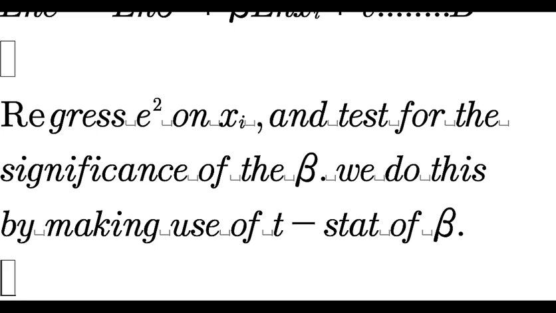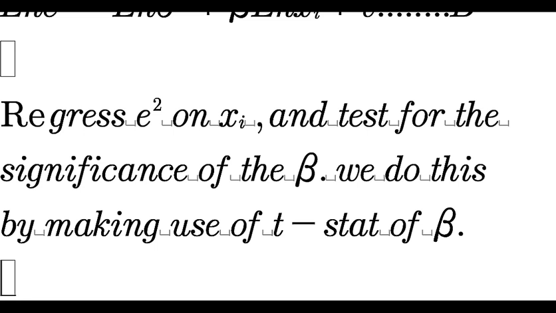That is, there is the presence of heteroscedasticity in the regression model, if beta is significant. But if beta is not, then the null hypothesis is accepted, that there is no heteroscedasticity, or simply that the error term is homoscedastic.